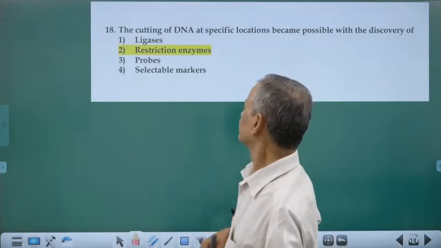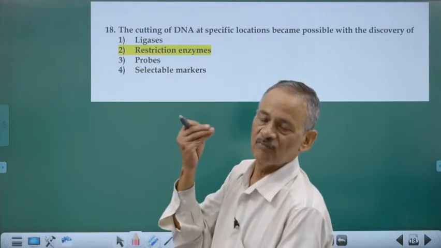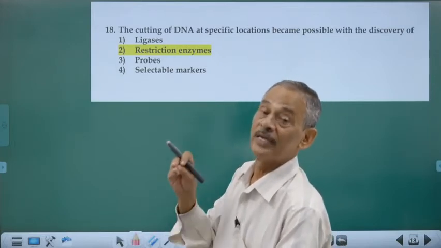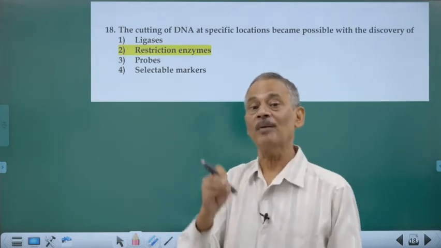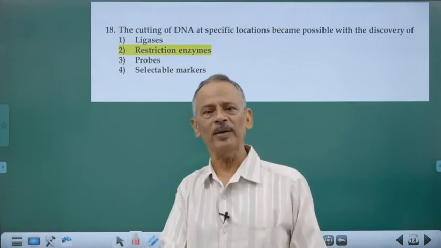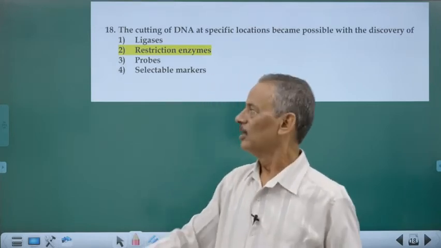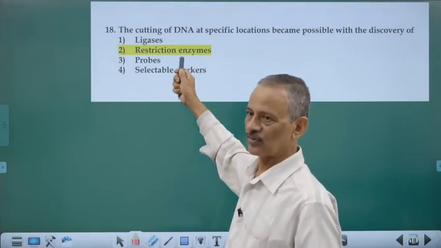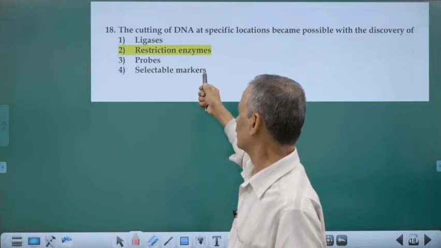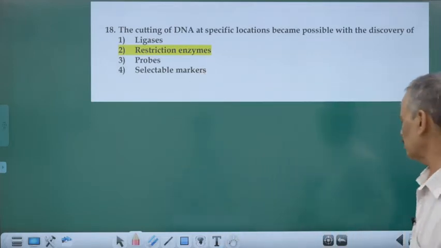Okay. And selectable markers are sequences generally present in plasmids, which are highly helpful in selecting transformants from non-transformants. We want to eliminate non-transformants and selectively clone and culture transformants. Those sequences or genes which help us for this activity are called selectable markers. Usually selectable markers are antibiotic resistance genes.